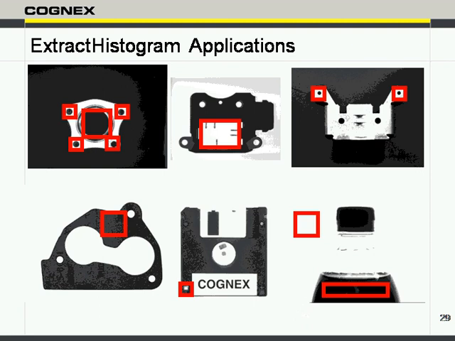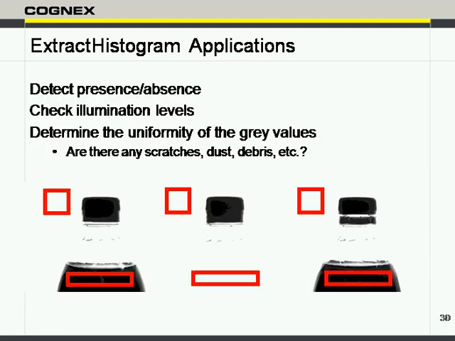Some of the extract histogram tools, the same objects we had before here, checking for the holes in here and checking for pins, checking for spots with this one. So it can be used various different ways. Another application here, checking for fluid within the bottle. Of course, these are going to be different grayscale values than if it actually has some liquid in it.